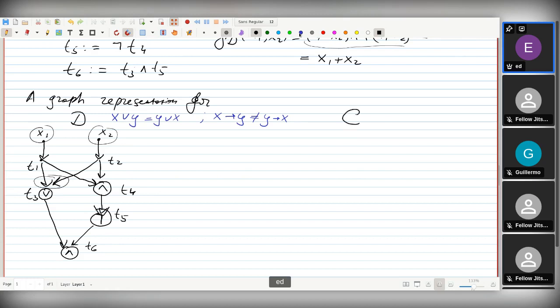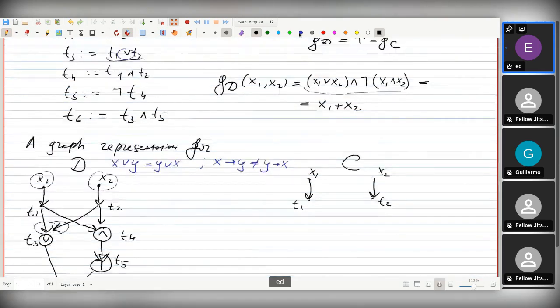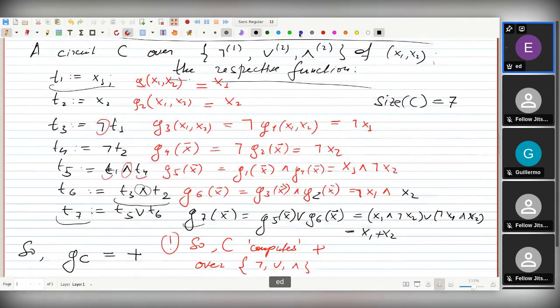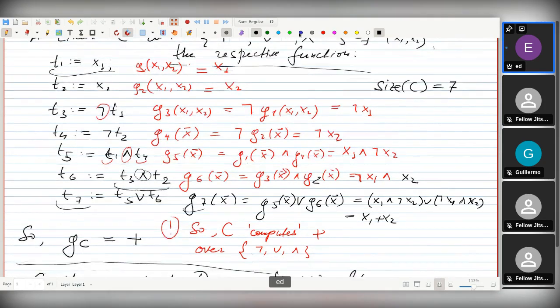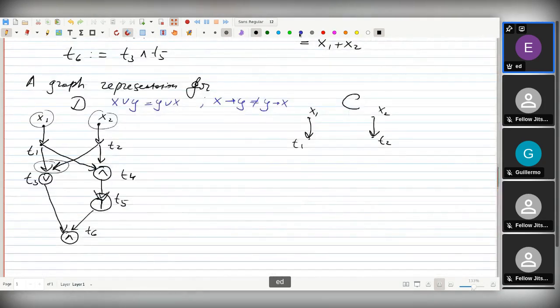And now let us construct this graph representation for our first circuit C. It starts with the same drill, with mapping inputs to some T1 and T2. But what is going next? T3 is what? Not T1. T4 is not T2. Not T1.